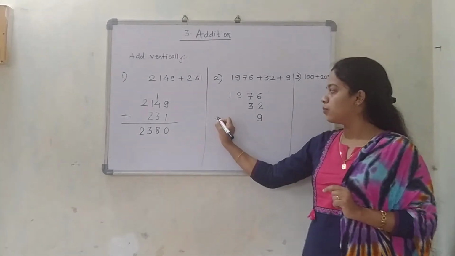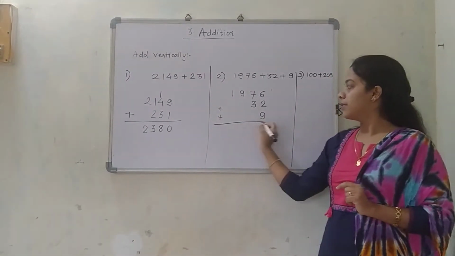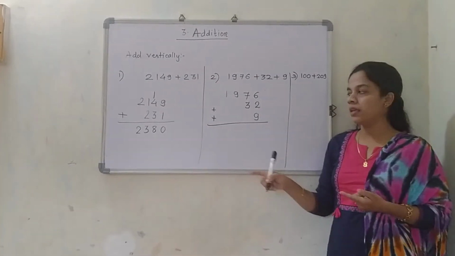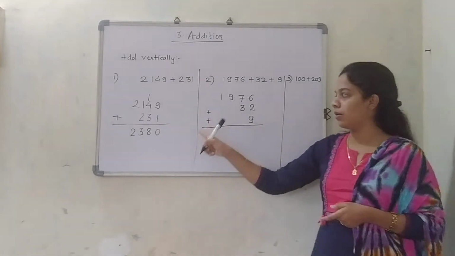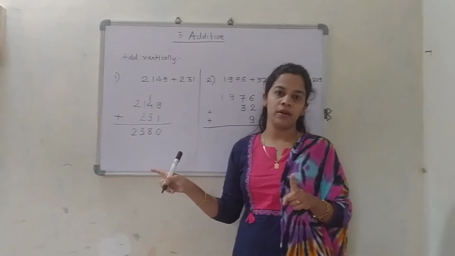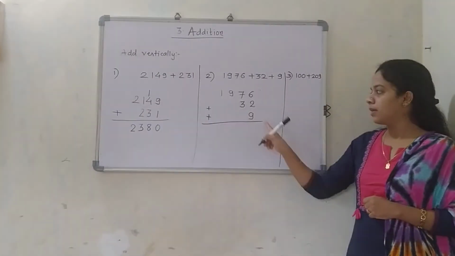It is addition, so we are going to add it. Fine. Now you will be thinking, why have I written 2 times addition? Because here there are 3 numbers for 2 times addition. Here there were 2 numbers for 1 time addition. Okay?